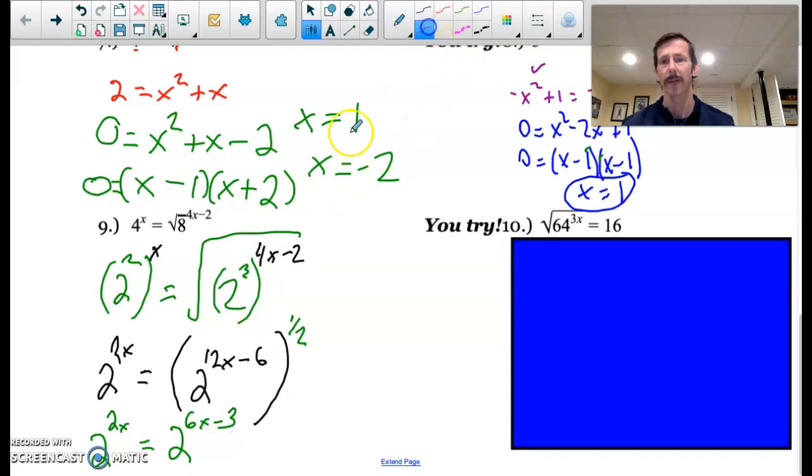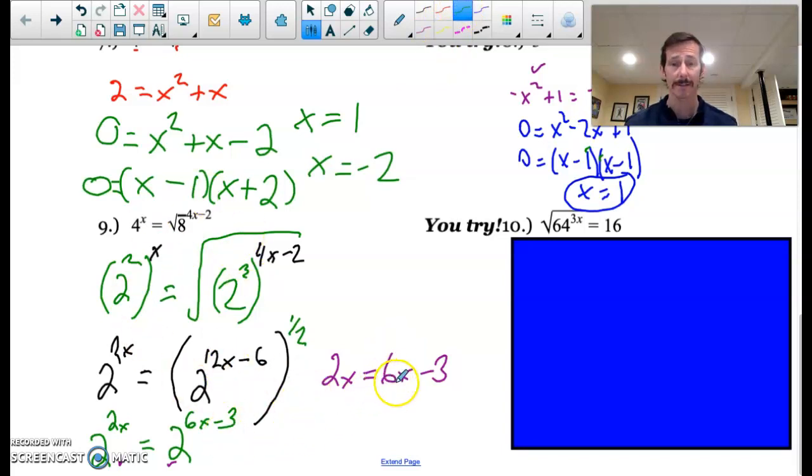And after all of that work, notice that I've got my 2 and 2 finally isolated. This is a long problem. There's a lot of stuff going on here. And I can come off to the side and go 2x equals 6x minus 3. And now I can solve this regular style. No more concerns about any of this other stuff.